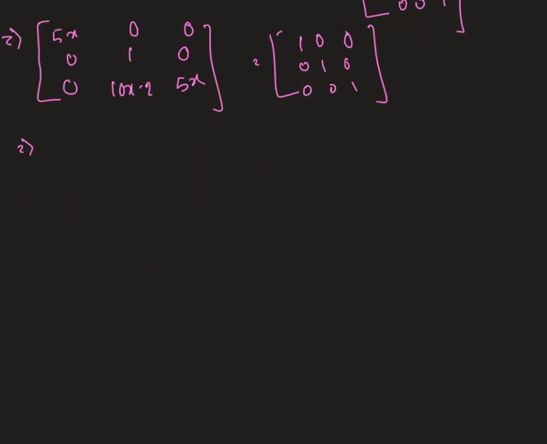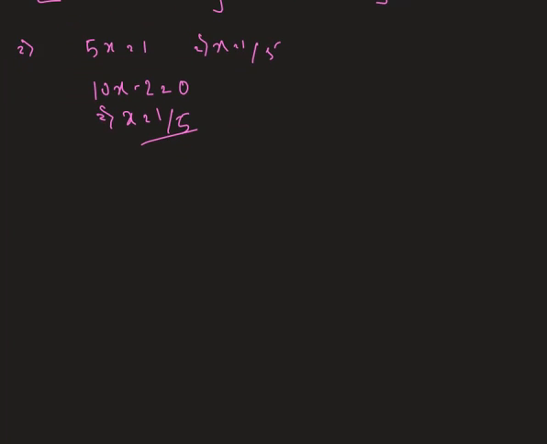Now we have to compare the elements. Therefore we get 5x equals 1, and 10x minus 2 equals 0. So after comparing these elements we get the value of x as 1 by 5, and here we also get 1 by 5. Therefore the value of x is 1 by 5. Okay, so that's the answer.